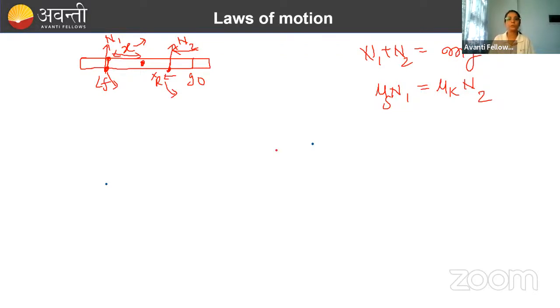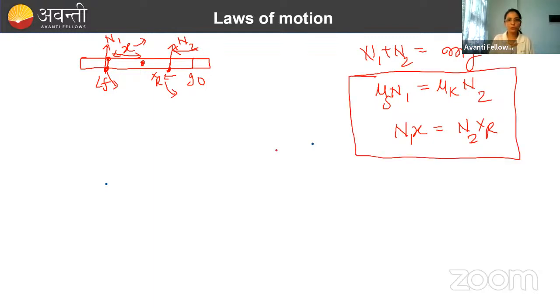Now if we apply torque, then N1 x should be equal to N2 xr. So we can easily solve this equation. If we solve these two equations, then we can get xr. But for that, we need x also, right? For the x calculation, we can again write this set of equations one step behind.